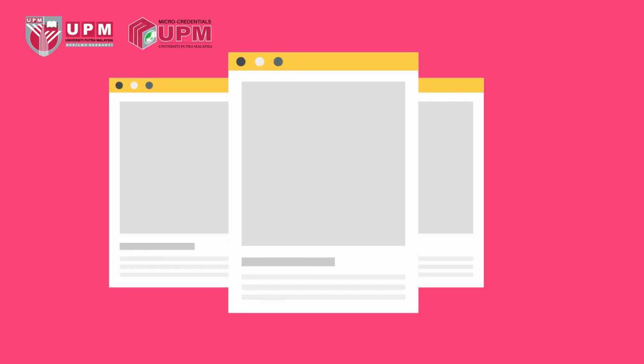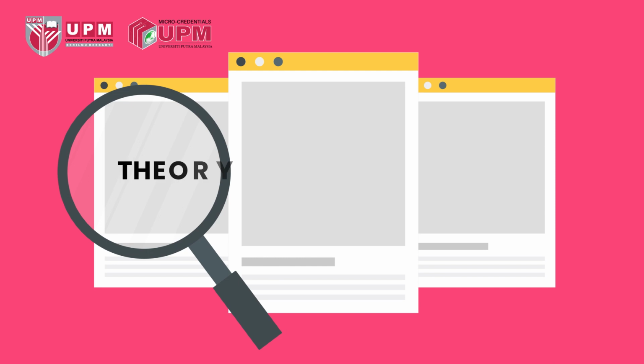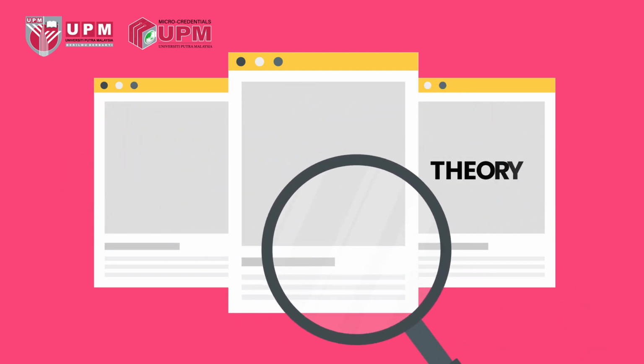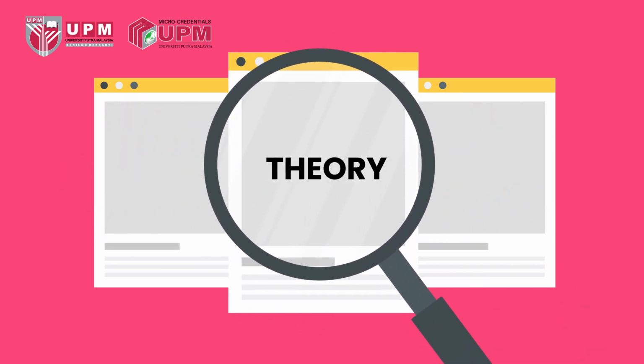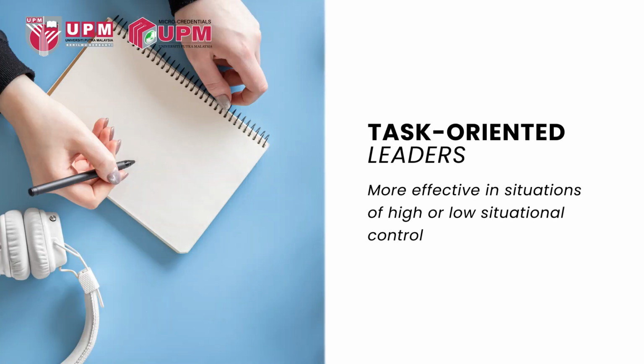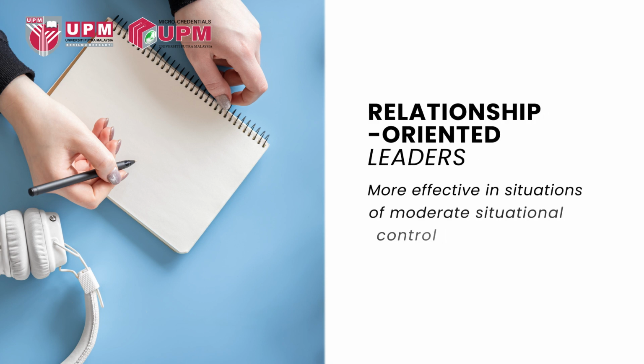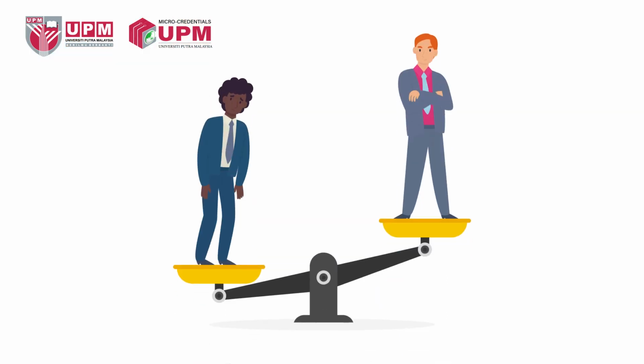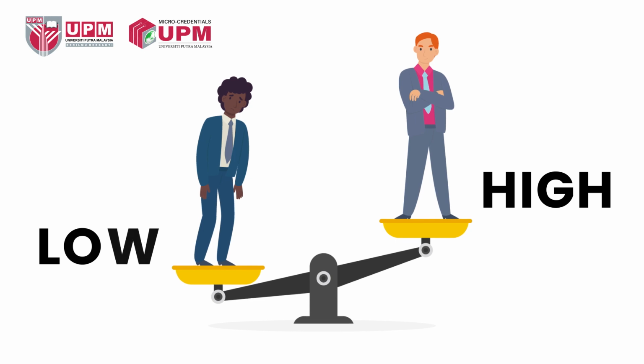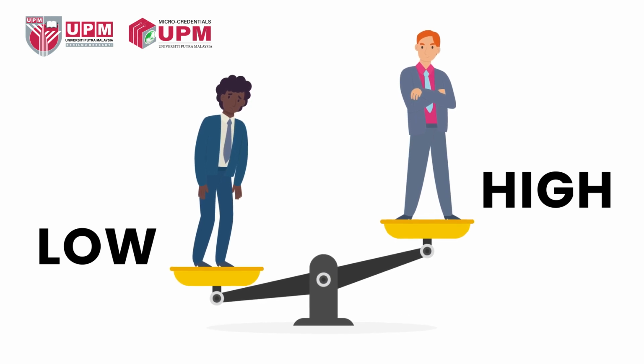Once the leader's style is identified, Fiedler's theory suggests that the leader's style should be matched to the situational control to maximize leadership effectiveness. Task-oriented leaders are more effective in situations of high or low situational control, while relationship-oriented leaders are more effective in situations of moderate situational control. All in all, in situations of high or low situational control, it is important for leaders to adapt their style to fit the situation to be more effective.